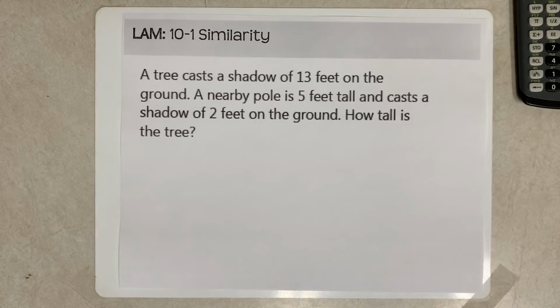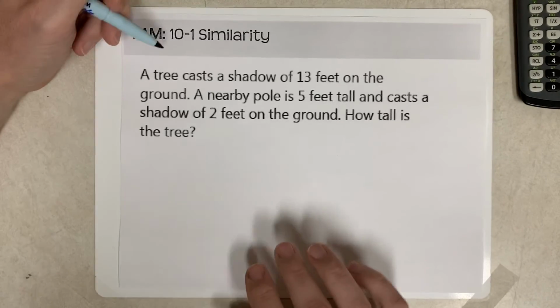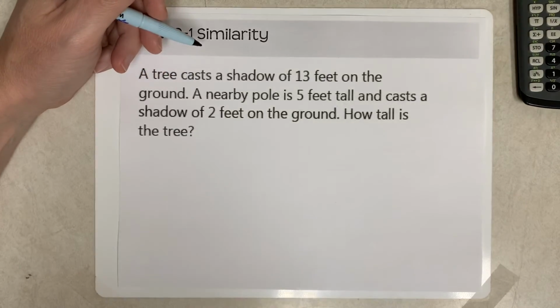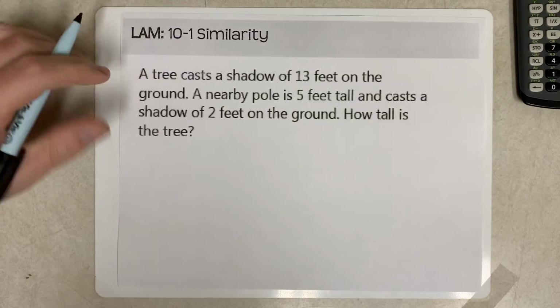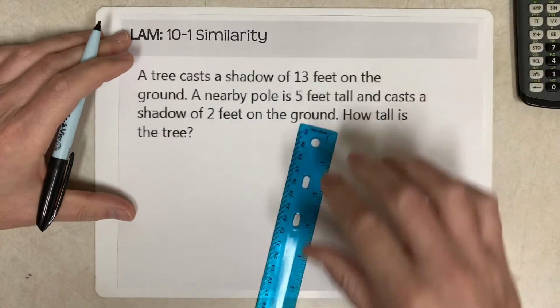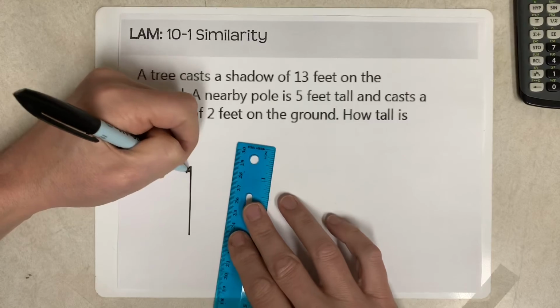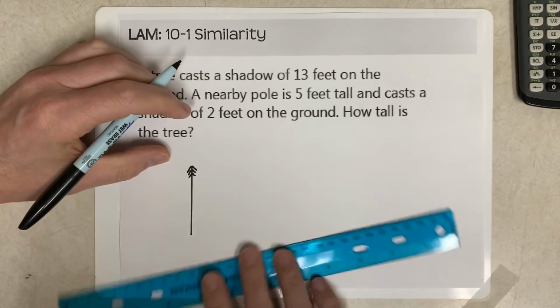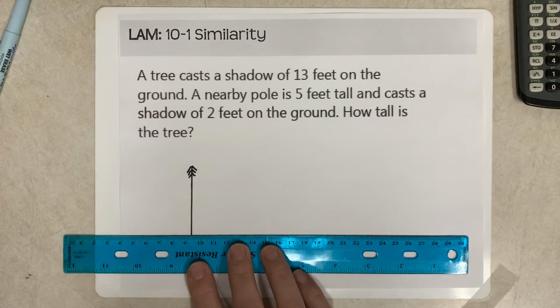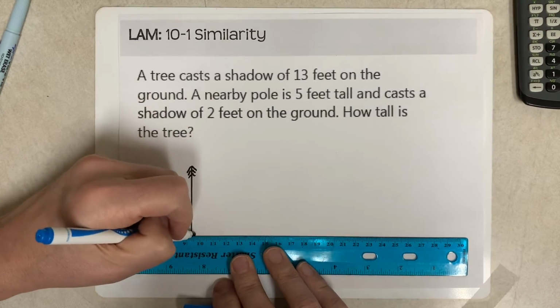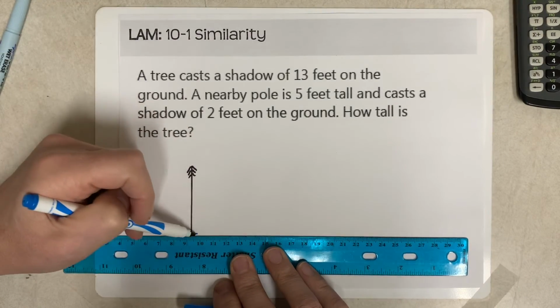Okay, now we have some kind of word problems here. A tree casts a shadow of 13 feet on the ground. A nearby pole is 5 feet tall and casts a shadow of 2 feet on the ground. How tall is the tree? So let's go ahead and draw a couple of triangles here. So here's our tree, and it's going to cast a shadow of 13 feet.